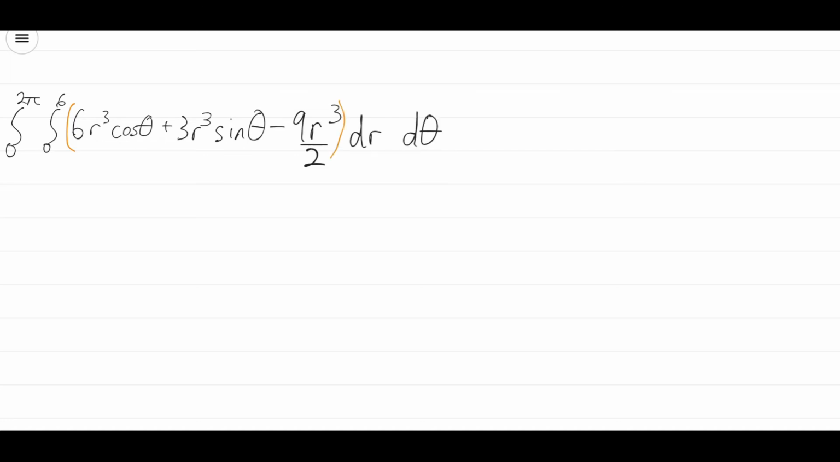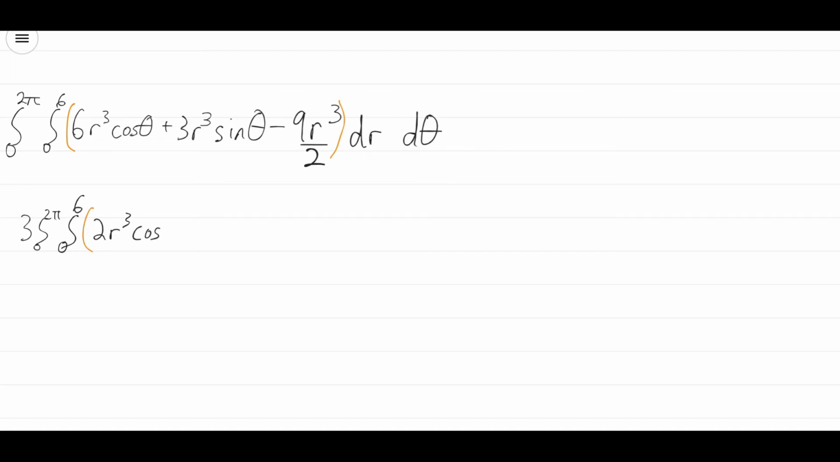So now we're going to integrate with respect to r. The bounds for r were 0 to 6. We're left with 6r cubed cosine theta plus 3r cubed sine theta minus 9r cubed over 2 dr d theta, and we're integrating with respect to r. In doing so, we can factor out a 3 out of every single term, so we're going to go ahead and do that to make this simpler on us.